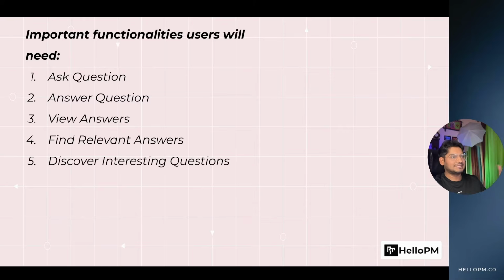The first functionality is to ask a question. The second functionality is to answer a question. The third functionality is to view the answers. Then I should be able to find relevant answers as the user, and then I should be able to discover interesting questions. So these are the 5 things that should be present in our wireframe. So let us go ahead and start.